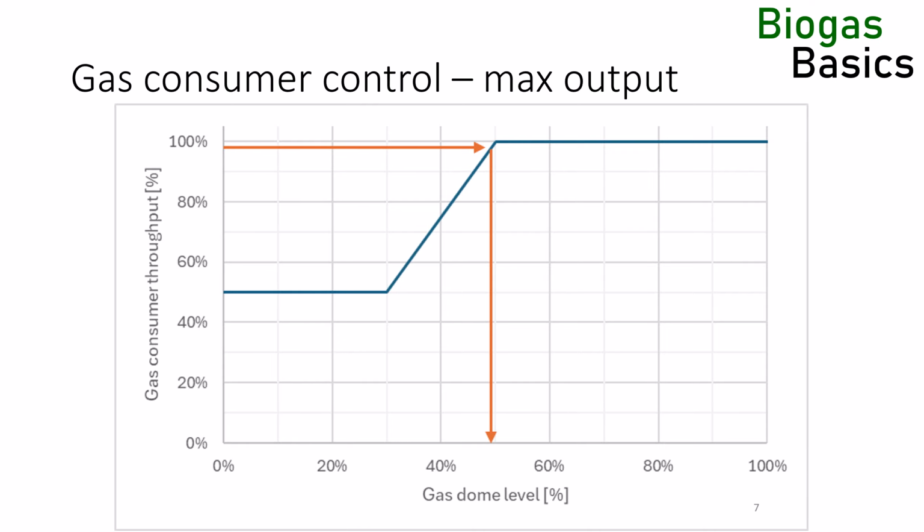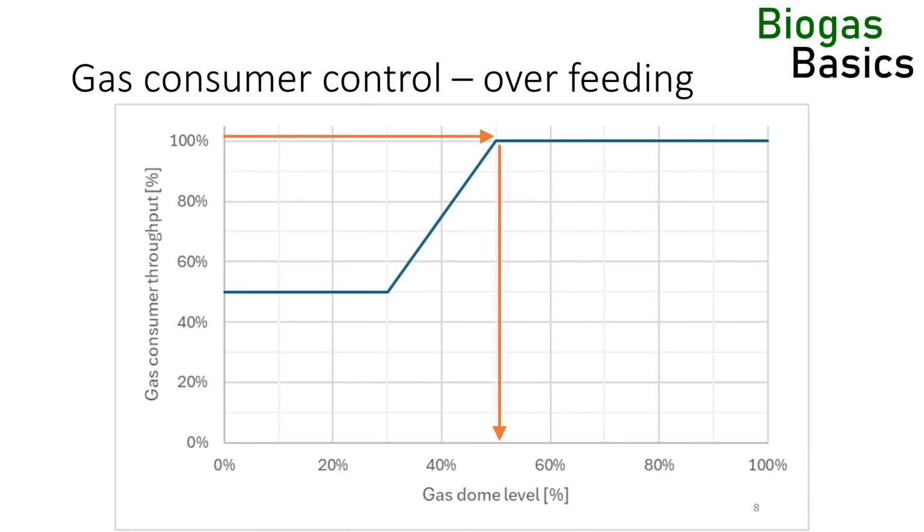There's a second reason why we should operate the gas dome as empty as possible. If the gas production is above the gas consumption, the feedback control loop is broken. The upgrader cannot ramp up to over 100% capacity. Instead, more biogas will be produced than consumed and the gas dome level will rise continuously. Keeping the plant at 100% output requires operator intervention.